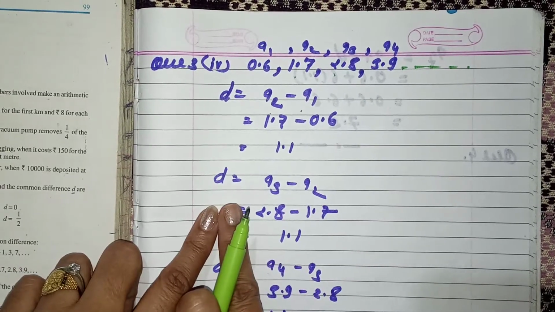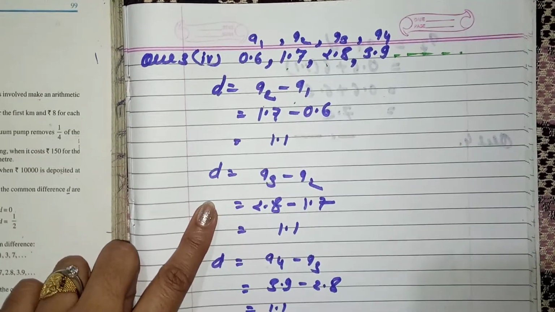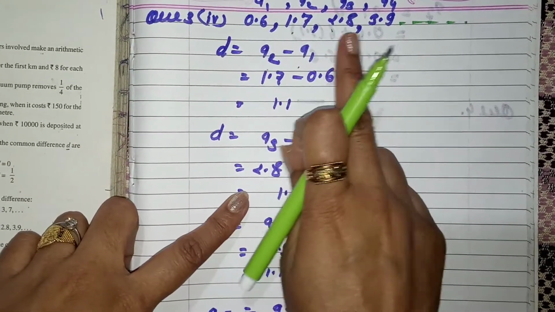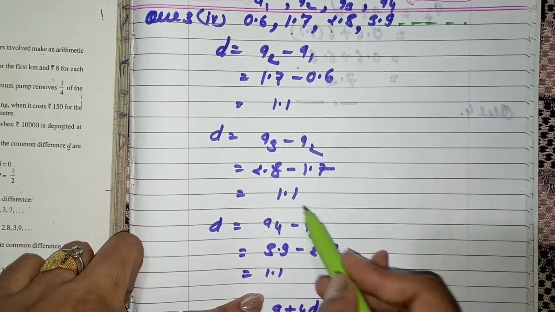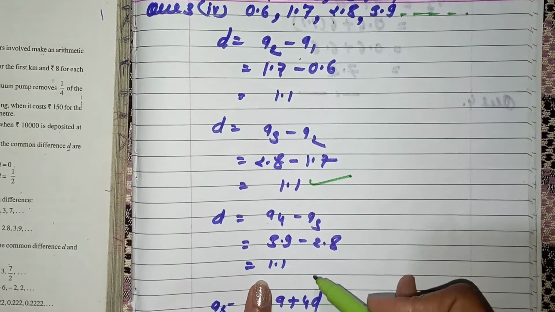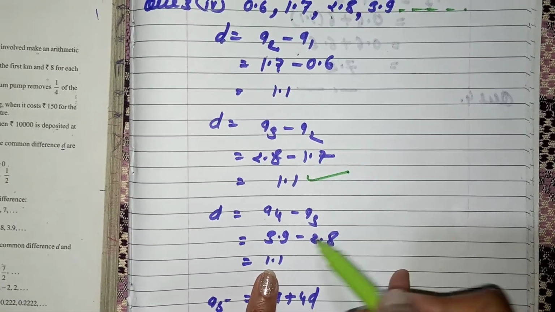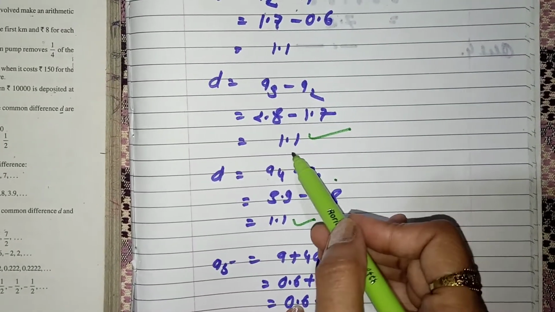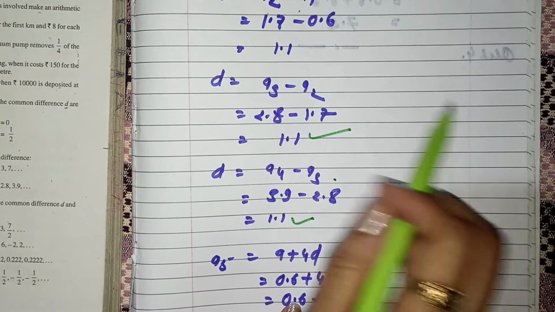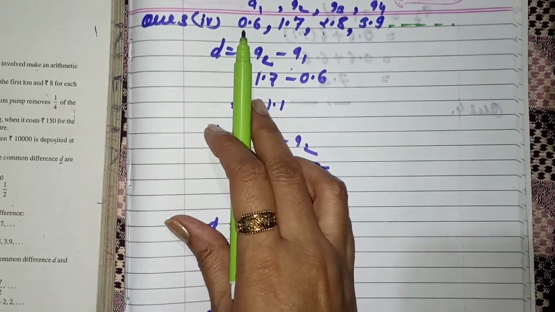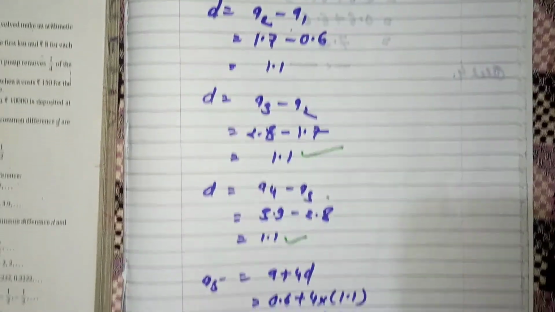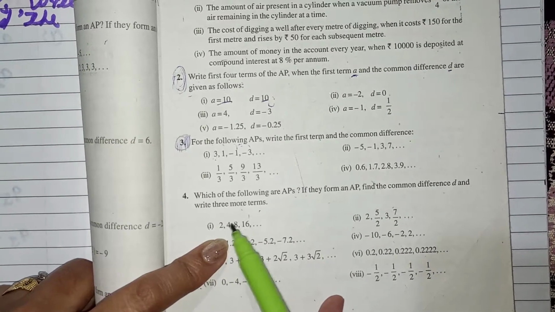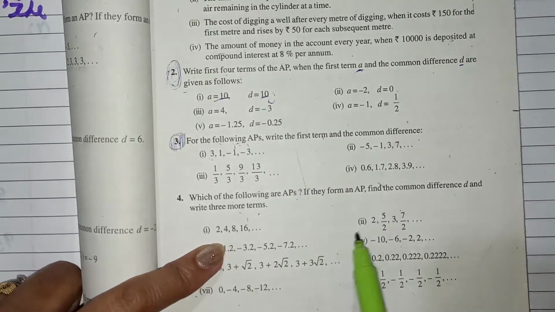But for the common difference, we will check at least two times: successive term minus previous term. So 2.8 minus 1.7. If you want to be more sure, then again you write A4 minus A3, and we get 1.1. That means the common difference D is equal to 1.1 and A, that means the first term, is equal to 0.6.